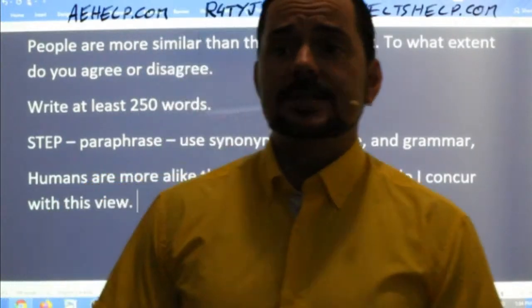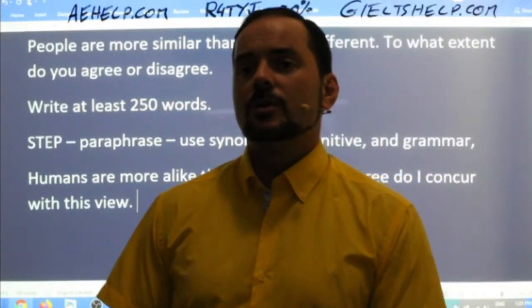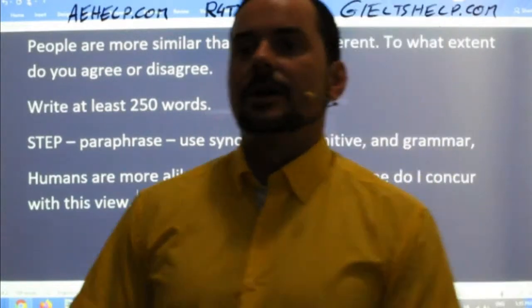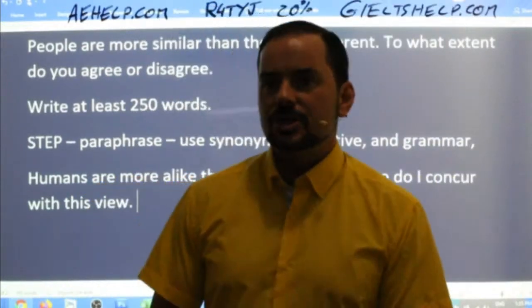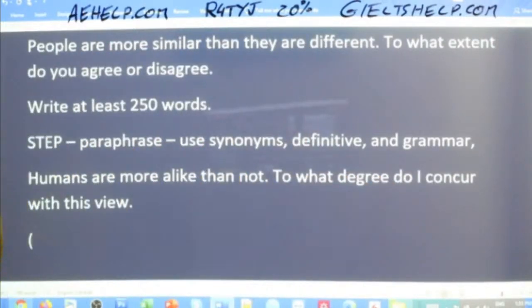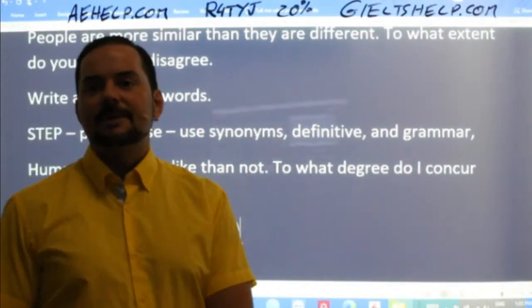That's a nice way, Samuel, to paraphrase it. That's a great second go. So Samuel says, people are more identical than distinct. To what degree do you support or reject this notion? Yeah, I like that. So that's a nice way. It's some nice vocabulary. More identical than distinct. That's definitely some good use of vocabulary. I'll take a note of that.